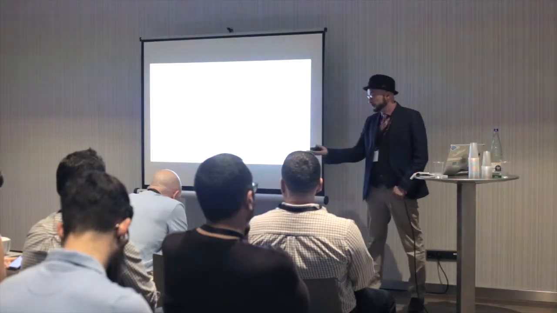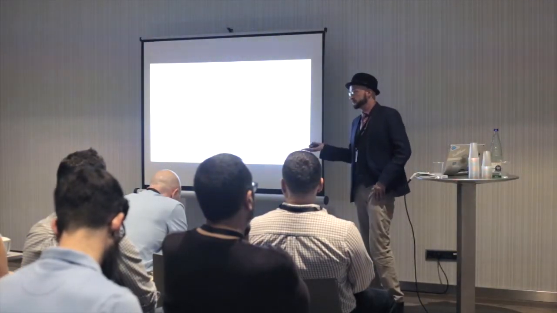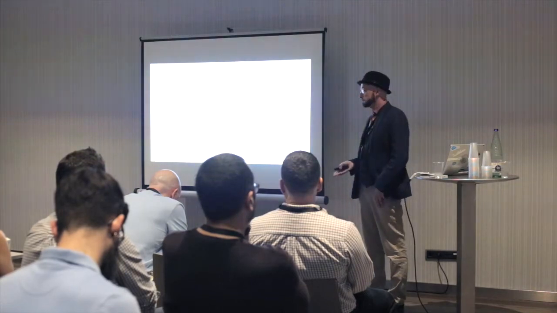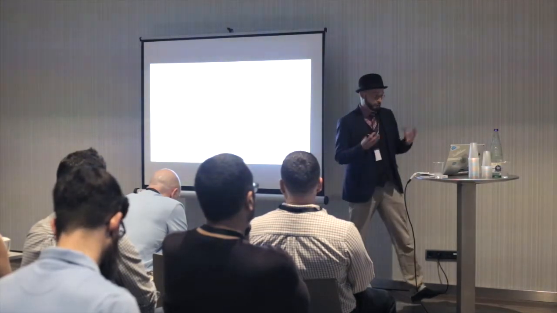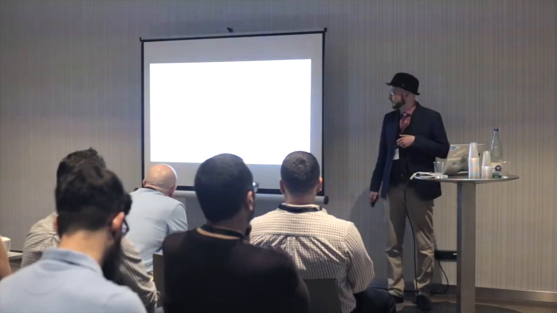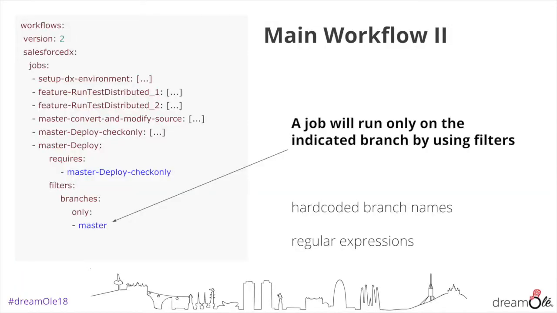And as I said before, when you activate it, if there are no requirements precluding a job from running, it will run. So if there are two jobs, they will run in parallel. We also have filters. Basically, they say, please run only on the master branch, or please run only on the feature branch. You can hard code the branch names, but you can also use regular expressions, for example.